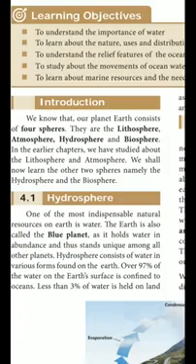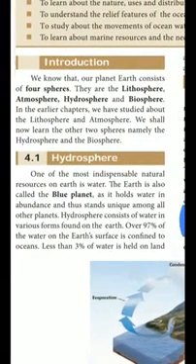What is another name for earth? The earth is also called the blue planet. Why is it considered the blue planet? That means it holds water in abundance and thus stands unique among all other planets. So hydrosphere consists of water in various forms found on the earth. How much percentage of water is present on the earth? 97% of water on the earth's surface is confined to the ocean. Less than 3% of water is held on land. Okay, please listen.